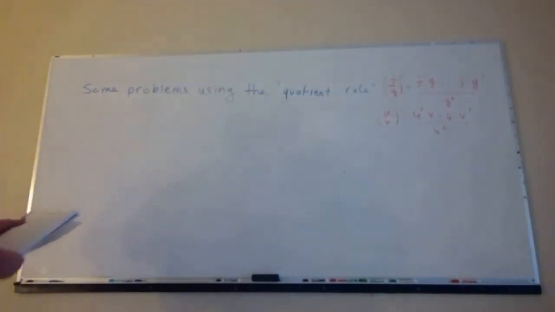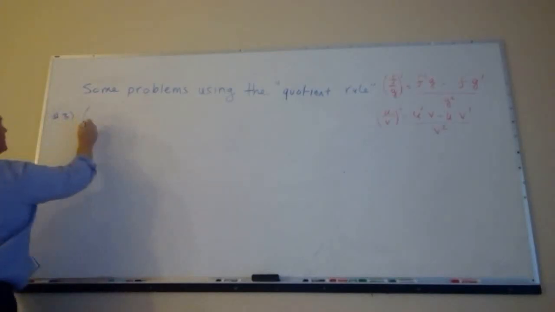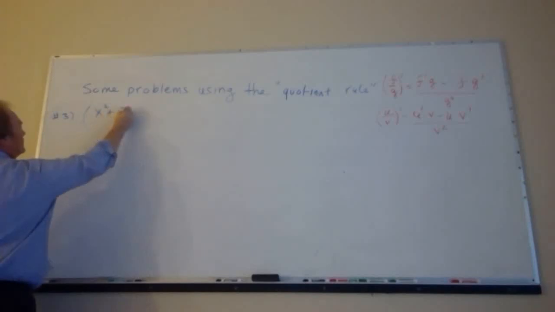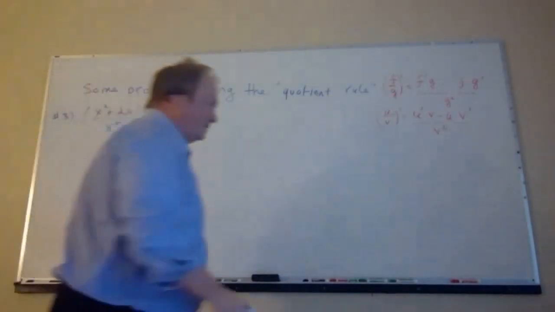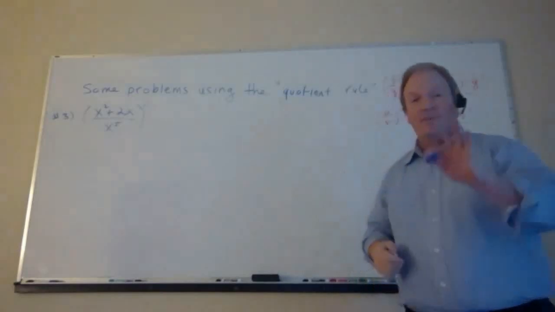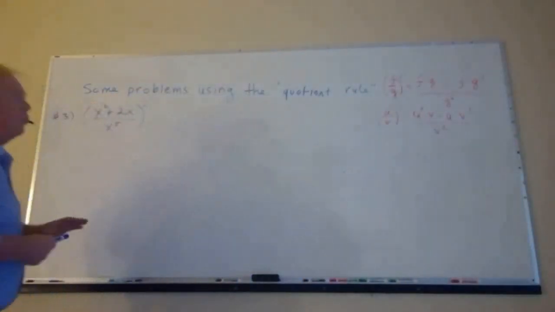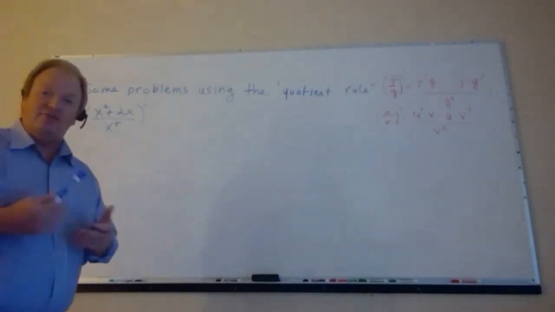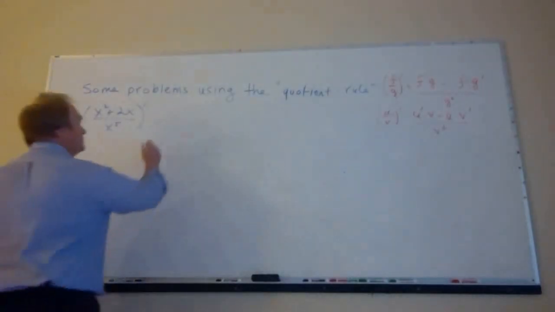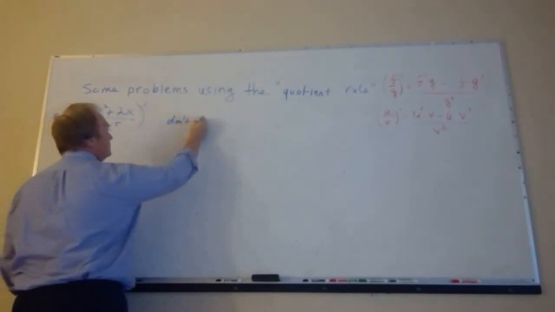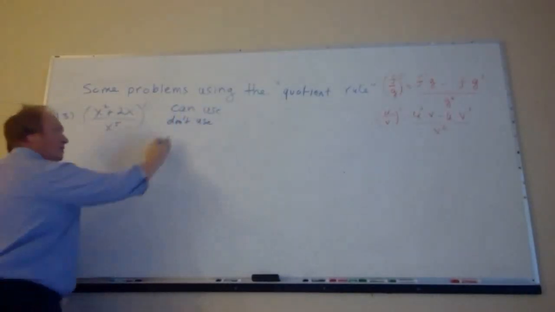Okay, so let's look at a few problems. Let's see, number 3 now. Let's look at the derivative of... Now, one of the things that you want to do is realize when to use the quotient rule and when not to. You might say this is a good problem for the quotient rule, but it's actually not. This is the problem where we shouldn't use the quotient rule. You can use it, but you shouldn't use it. Let me put it like that.